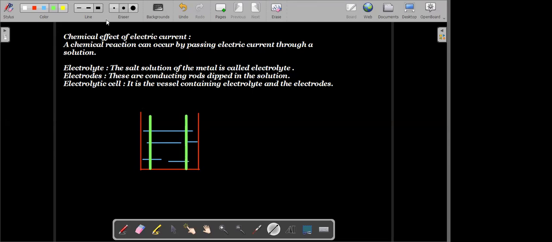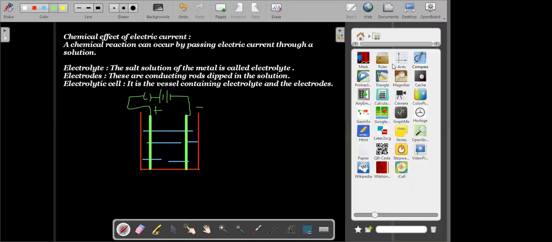Then these electrodes are connected to a battery, with the help of wire and a switch. So connections are made like this. This one becomes the positive terminal. This becomes the negative terminal. Now let's label everything we have learned here.